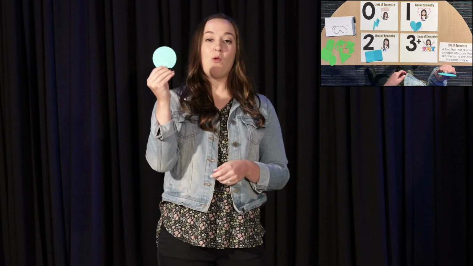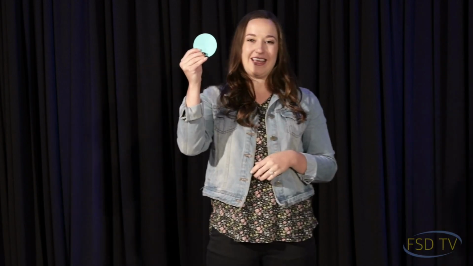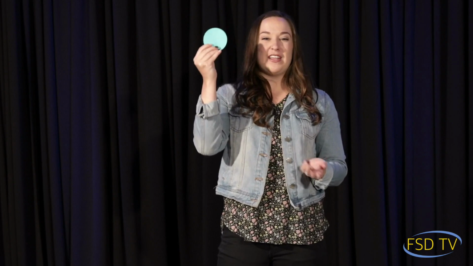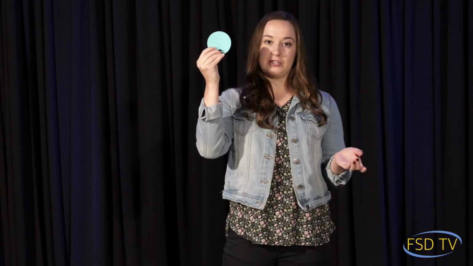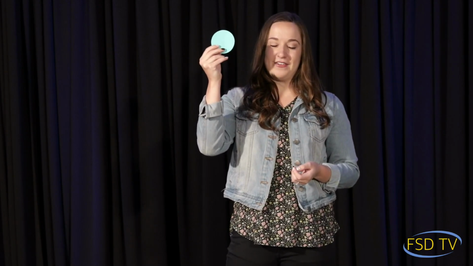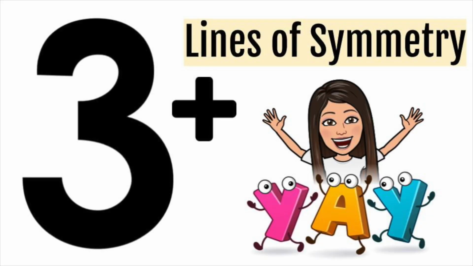A shape that has even more lines of symmetry is a circle. No matter which way you try to fold the circle, whether you fold it vertical, horizontal, or even on a diagonal, you are going to get 2 matching shapes. So this has 3 plus lines of symmetry. In this case, it has an infinite amount of lines of symmetry. So we're going to categorize this into 3 plus lines of symmetry.